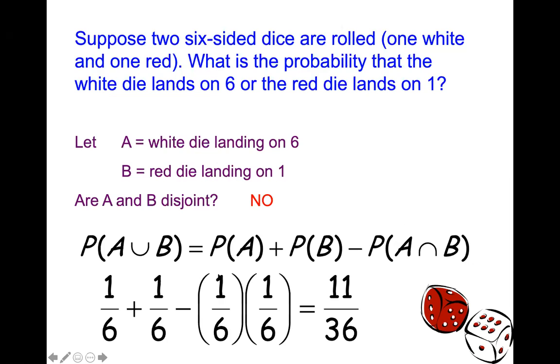And so I do 1 over 6 times 1 over 6 for the probability of A and B. So this is my final answer. All right, so 1 out of 6 plus 1 out of 6 minus the probability of A times the probability of B, since I know that the dice are independent. One does not affect the other. And that is my final answer. Okay, questions on that?